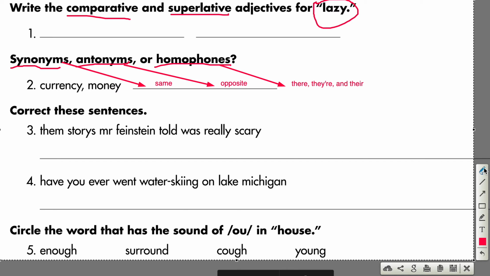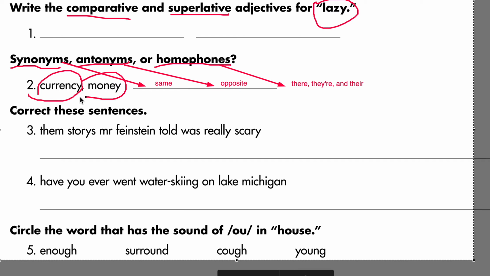All right. So you got to decide currency and money. Are those synonyms? Do they mean the same thing? Do they mean the opposite? So they're antonyms. Or are they homophones? Do they sound the exact same? If they don't sound the exact same, you know the answer to that one.